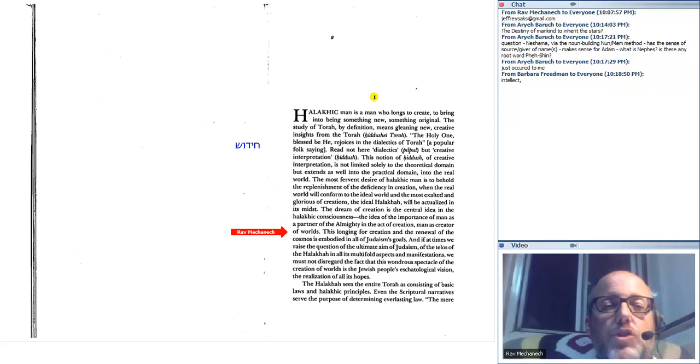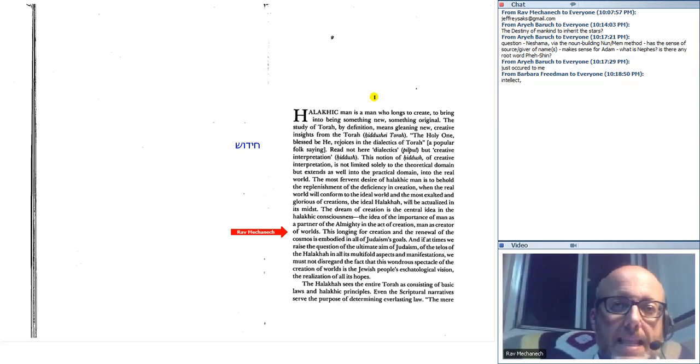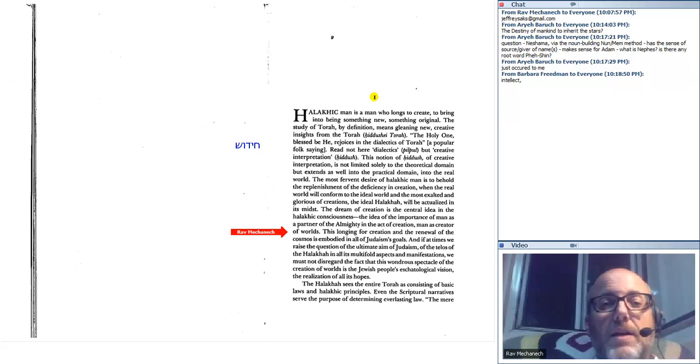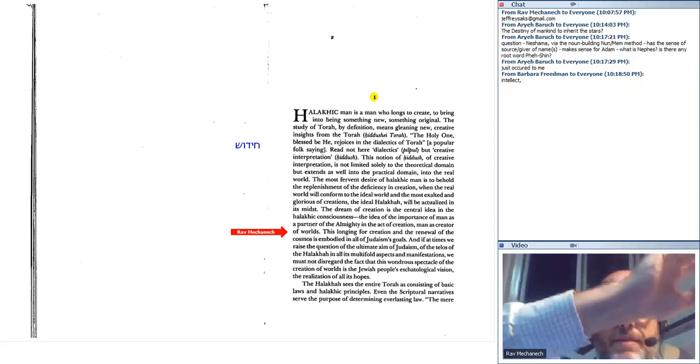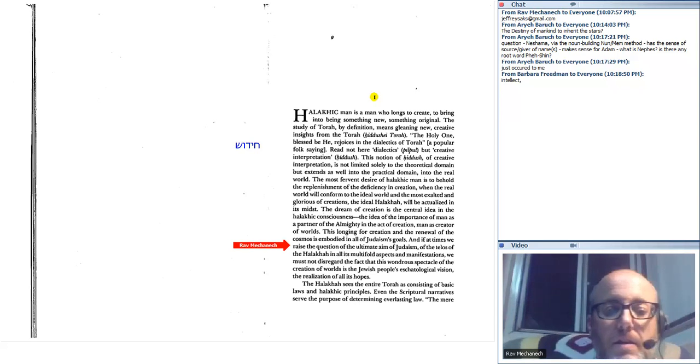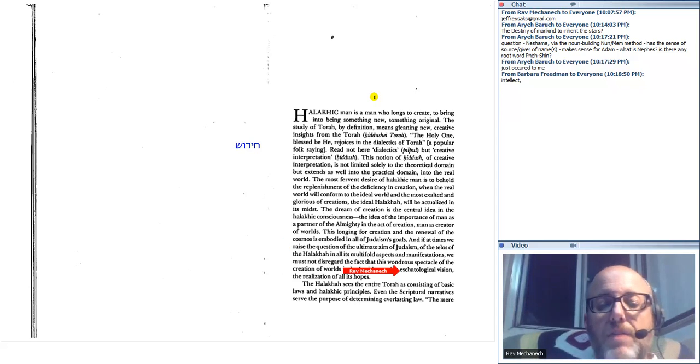Kitzur hilchot shofar, that's halakha. But halakha with a capital H. Halakha is a kind of reflection of a system of thought. This longing for creation, the renewal of the cosmos, is embodied in all of Judaism's goals. And if at times we raise the question of the ultimate aim of Judaism, it is also part of the eschatological vision, Yemot HaMashiach, that this is part of the path towards redemption.